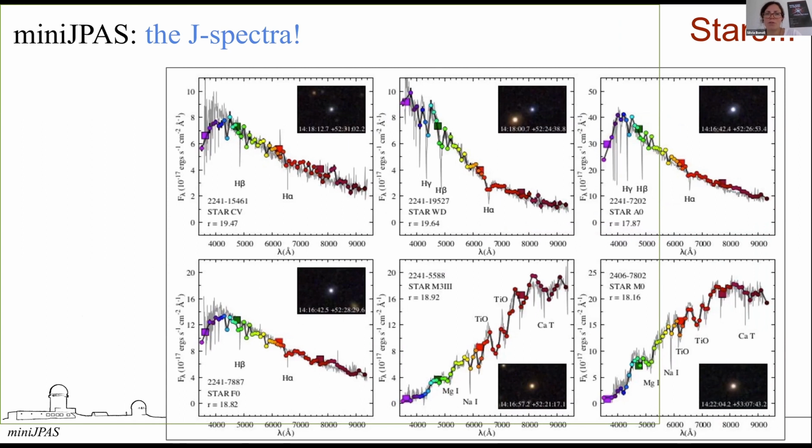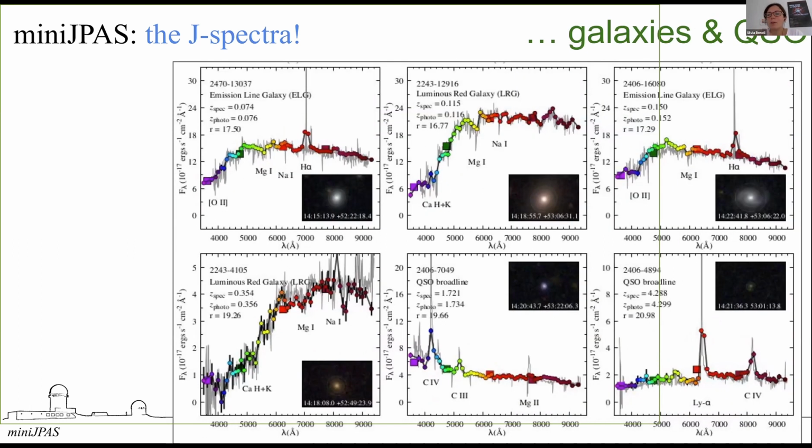You can see how moving from blue to red stars, not only the general color, but also the unique features of stars can start being visible in the photo-spectra from our data. And other examples here, galaxies and quasars. The first four are galaxies. This is an emission line galaxy.